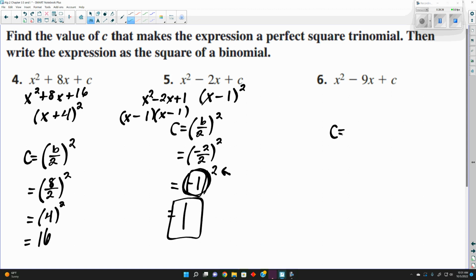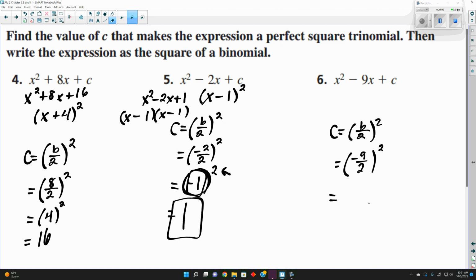So our c is equal to b over 2 squared, yes? And in this case, what's the value of b? Can we divide 9 by 2 nicely? No. If we get a decimal, yes? Okay, I'm not going to divide it then. Because in some cases, having a decimal works out nicely, and others it doesn't.